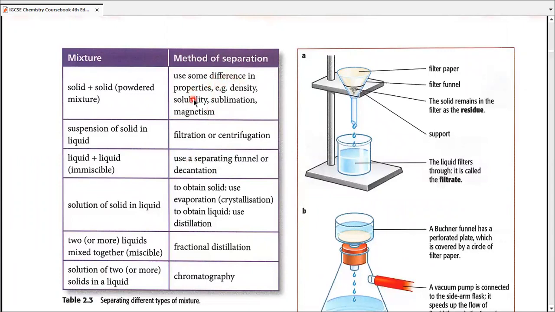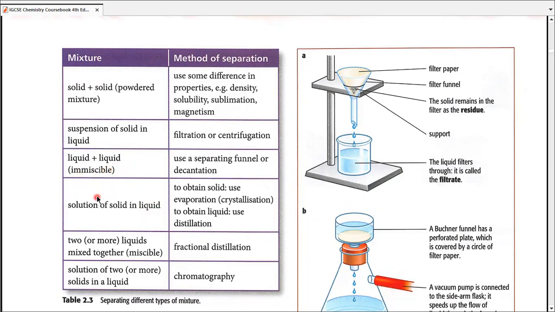We use their different properties. For example, they might have a different density, they might have a different solubility. One or two of them might sublime, the others do not. And then the magnetism. Now, we can also go for suspension of a solid in a liquid that can be separated in terms of filtration or centrifugation processes. We're going to discuss the details of these processes later, also what their names mean or how we carry out these processes. Next one is liquid plus liquid immiscible.